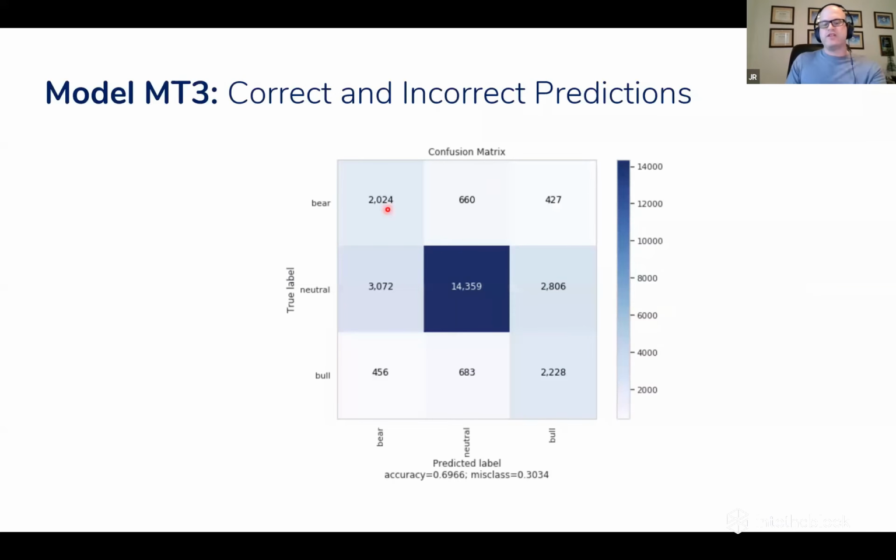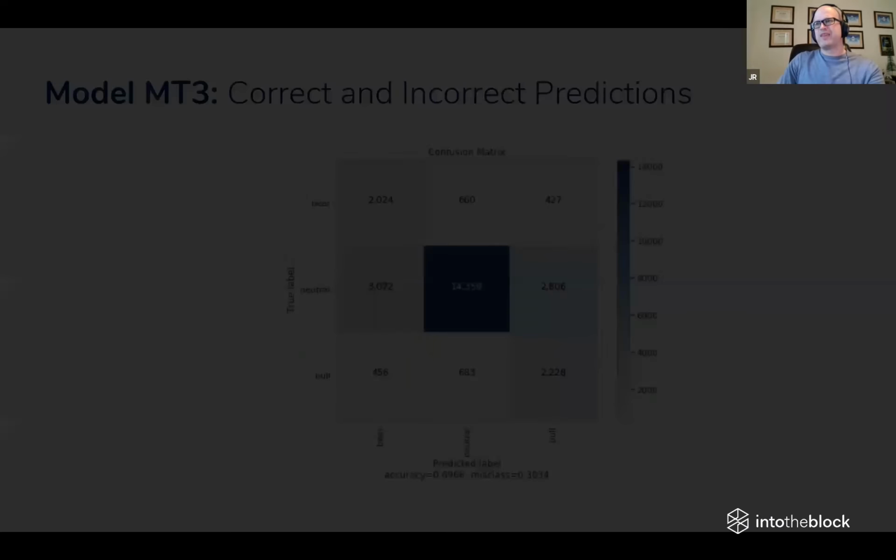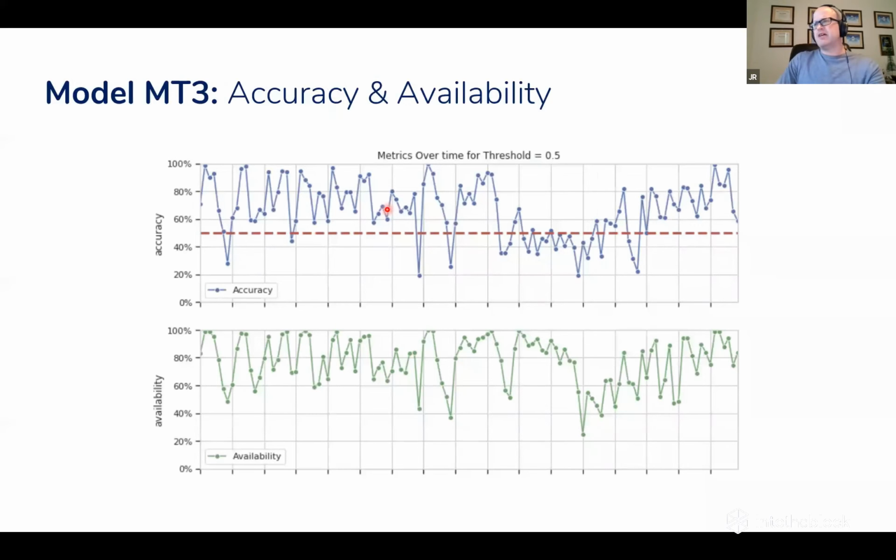So the way we're thinking about this model is that it's going to be used as a reinforcement to the other ones, right? You can get a bull prediction for 10 basis points, and then a bull prediction for 50 basis points. So your strategy should be different. Maybe you will allocate more capital or things like that. And these are the same type of charts in terms of the accuracy and availability of that model.